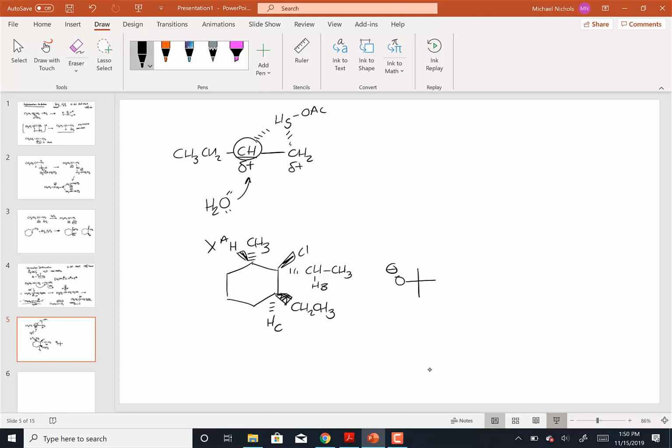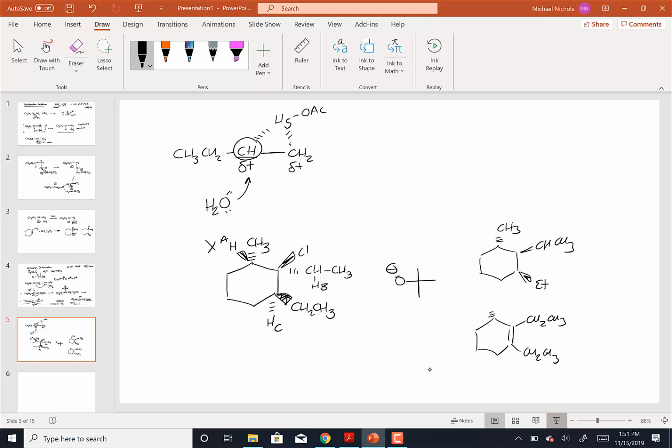So that means that I have two possible products in this reaction. I have the double bond outside of the ring, and I have the double bond inside the ring from the removal of HC. So these are my two possible products. Which one is the major product? Well, that's going to depend on the base.